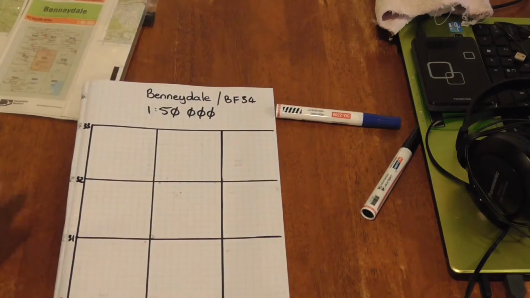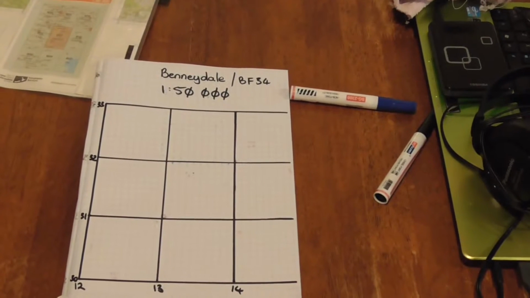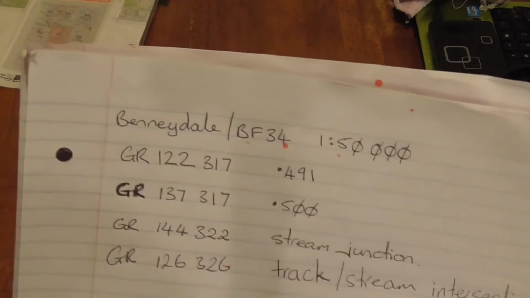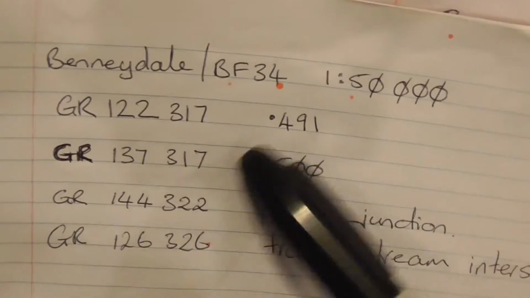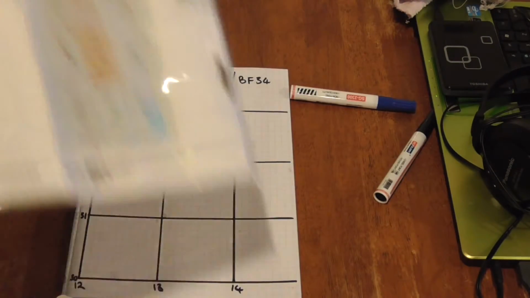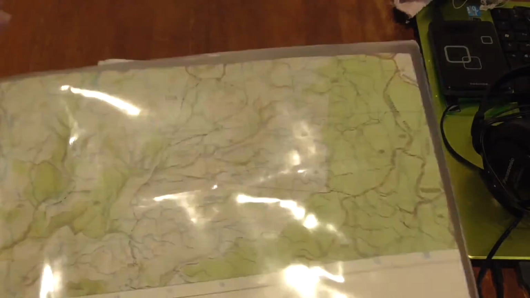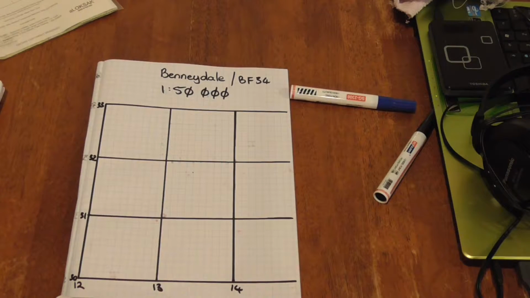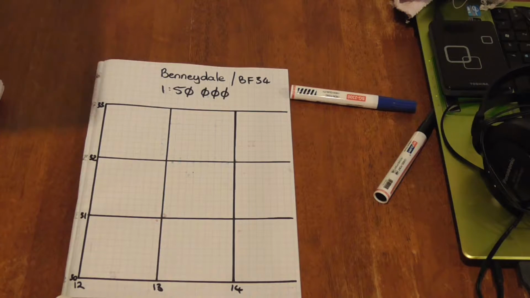I've got another one exactly like what I just did before. I've written down some grid references of some locations on the actual 1 in 50,000 Benny-Dale map. I've done some locations in here, and we're going to do those on this piece of paper. But before we do that, I'm going to teach you how to make a Roma.